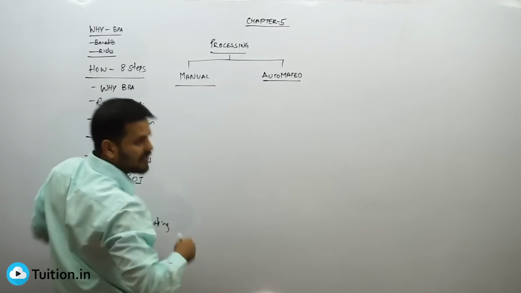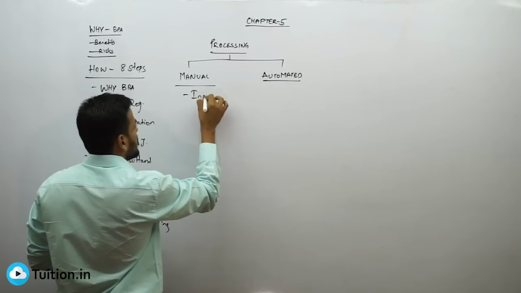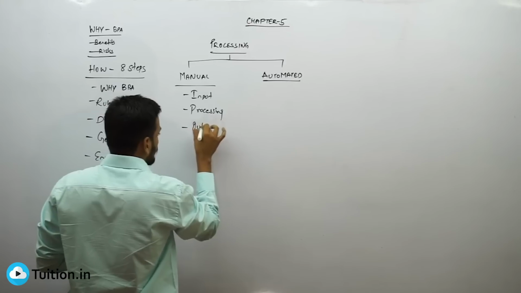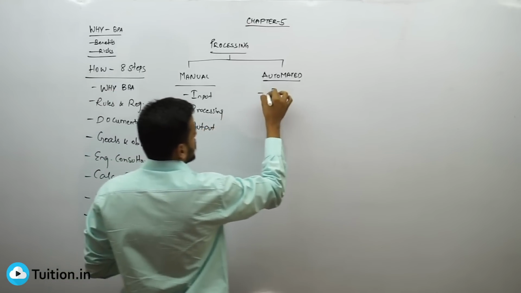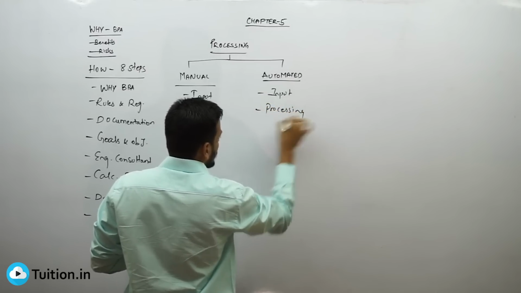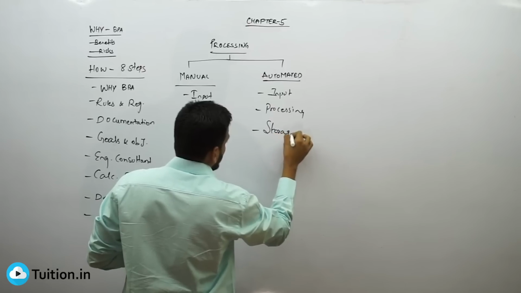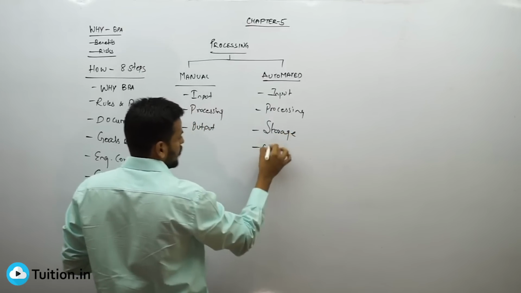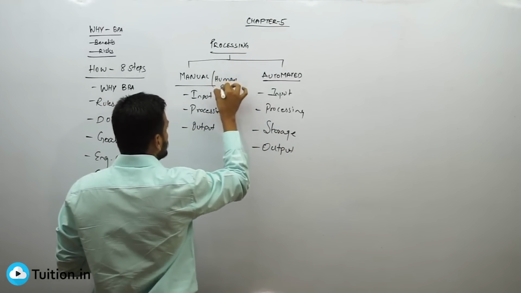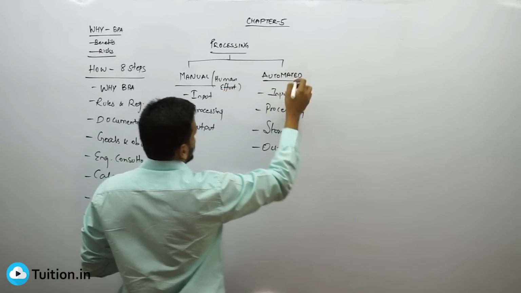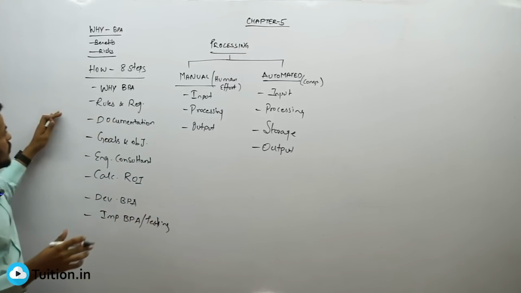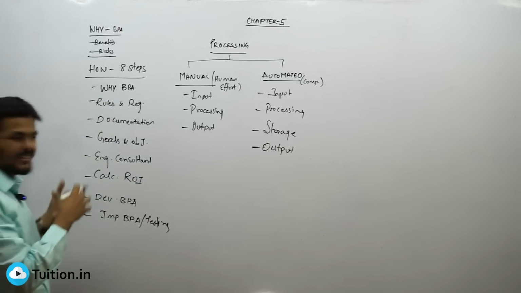In manual, you have a very simple idea. We talk about input, we talk about processing, and we talk about output. But when you talk about automated, we are talking about input, we are talking about processing, we are talking about storage as well, and then we are talking about the output, right? So this manual is purely based on human effort, while automated is purely based on computerized effort, right? So that's what it is. So why BPA, how the 8 steps are, what is processing, all that is something that one needs to consider.